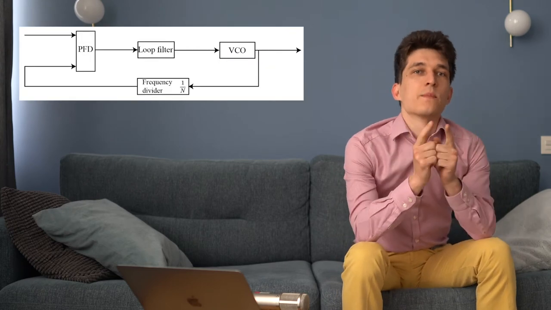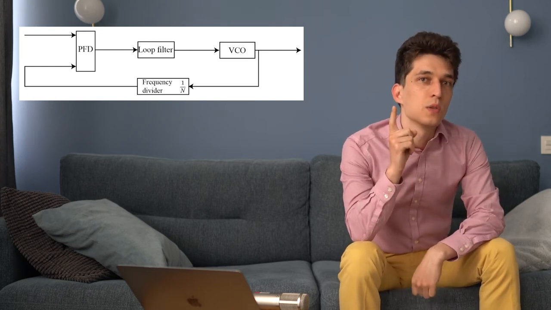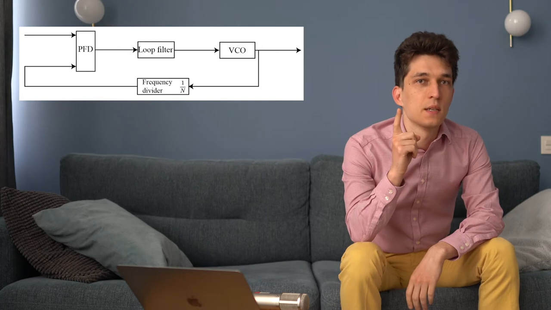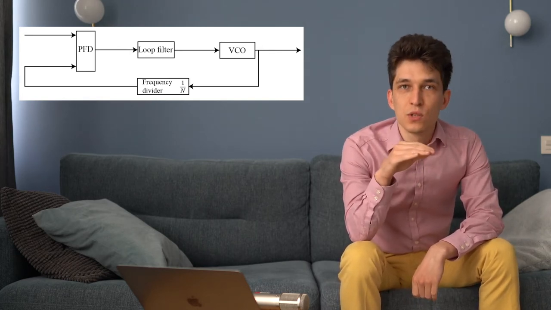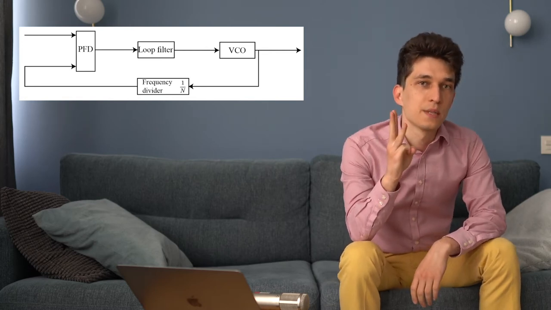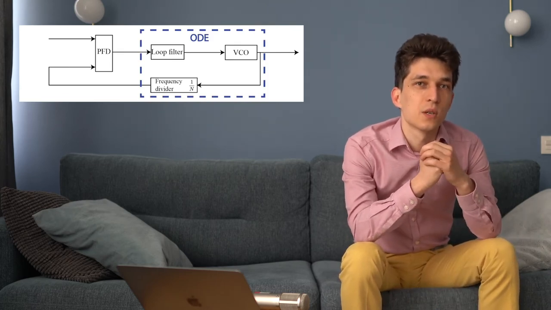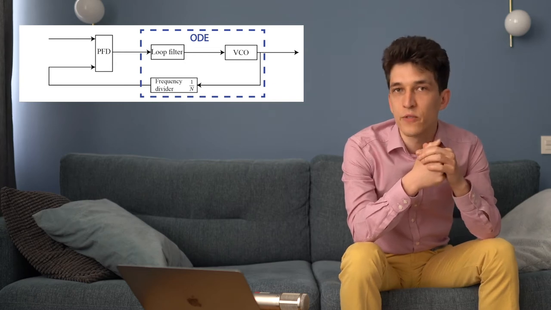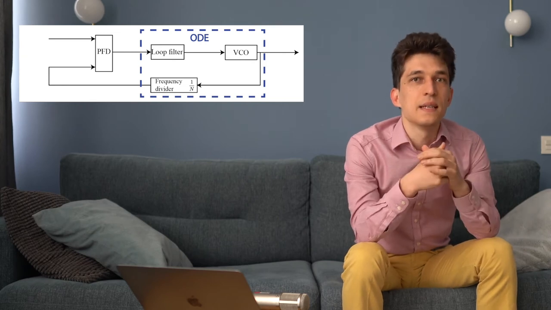Okay, now let's go to the equations of the charge pump PLL. The loop filter is described by ordinary differential equations. The VCO is also described by ordinary differential equations. The frequency divider is a simple division of the phase by some certain factor. So those three elements can be described as a whole with a single system of ordinary differential equations. The problems are with the phase frequency detector, because it's not a simple linear ODE, it's a switching system.